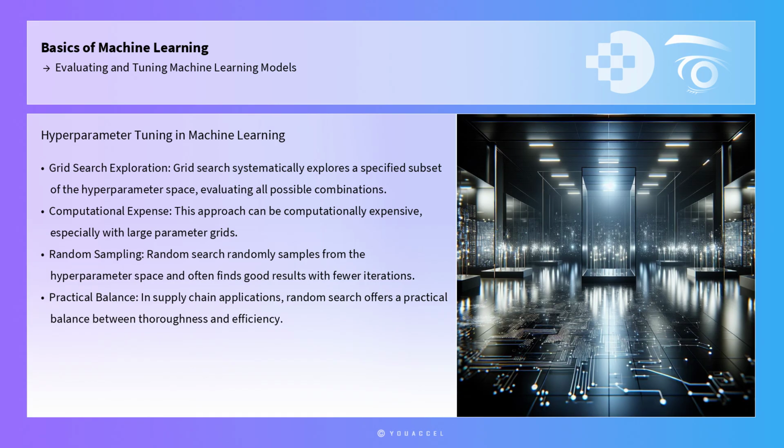Grid search and random search are two popular methods for hyperparameter tuning. Grid search systematically explores a specified subset of the hyperparameter space, evaluating all possible combinations. Although comprehensive, this approach can be computationally expensive, especially with large parameter grids. Random search, on the other hand, randomly samples from the hyperparameter space and often finds good results with fewer iterations. In supply chain applications, where computational resources may be constrained, random search offers a practical balance between thoroughness and efficiency.